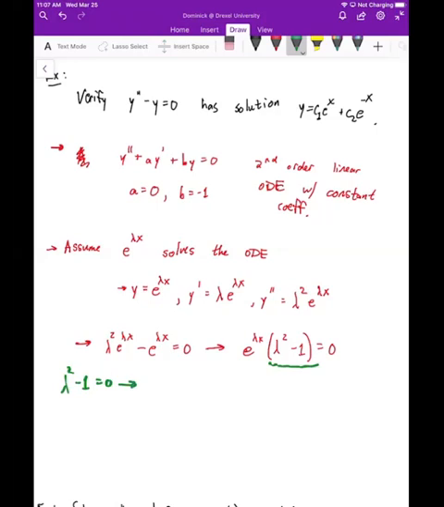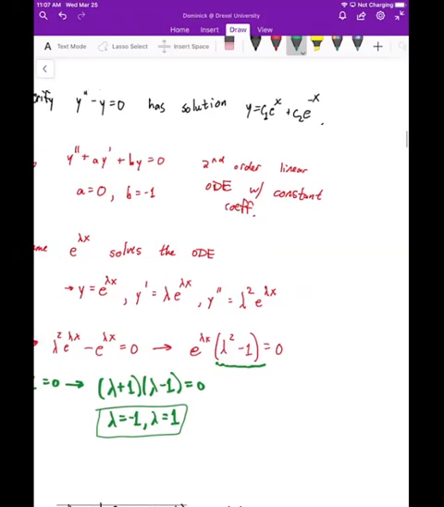So again, you could use your quadratic formula here, but of course this will factor nicely. We could say this is lambda plus 1 times lambda minus 1 is equal to 0. So we get that lambda is equal to -1 and lambda is equal to +1. We'll solve this ODE.